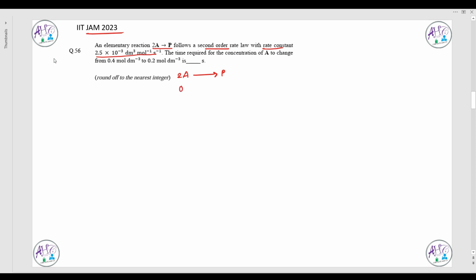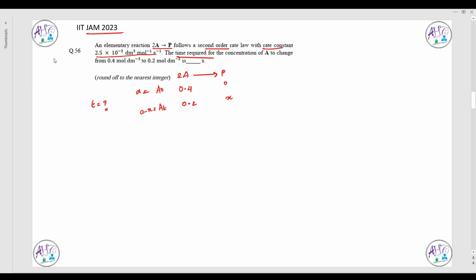Then concentration. Initially your concentration is 0.4 mole per decimeter cube, so this is your A naught. And then your At, this is going to be A minus x, which is 0.2 mole per decimeter cube, given. Here we have to find out the time required for this change.